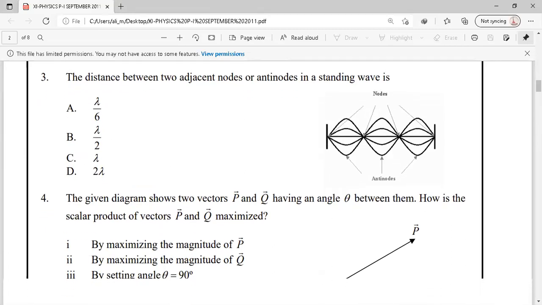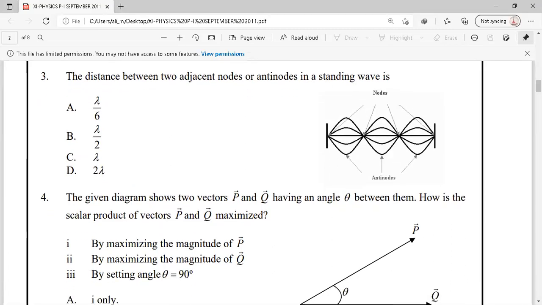Let's come to question number 3. The distance between two adjacent nodes or two adjacent antinodes in a standing wave is known as half of the wavelength. This is a node and this is a node. So two adjacent nodes will make half of the wavelength. So the correct answer is lambda by 2. So option B is our right answer.